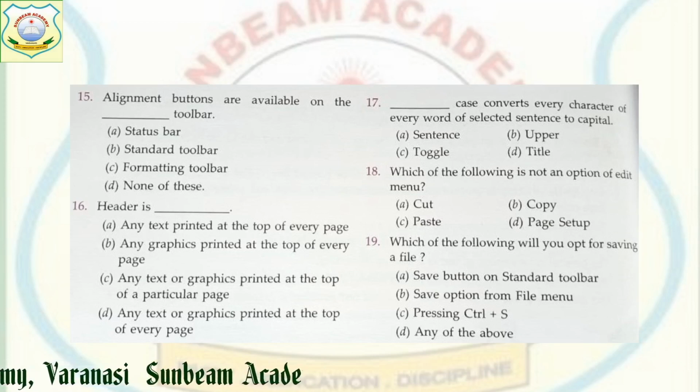Next is header. What is header? I told you earlier, header is any text or graphics which we put on the top of the page. So any text or graphics printed at the top of every page, not only a particular one. Last time also I told you that whenever you scroll to the next page, the header will automatically come. So its answer is any text or graphics printed at the top of every page.